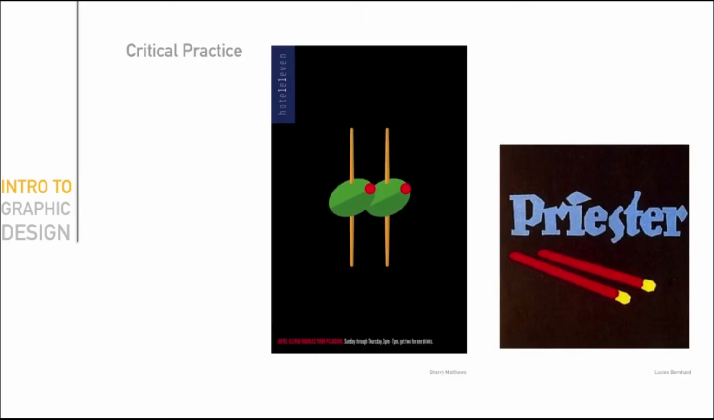So let's go through and do a little bit of critical practice so that we're understanding how things are communicated in certain designs. Here we have another in the series of advertisements for Hotel 11. Instead of the pens, we have the cocktail hour martini olives, again creating an 11. But if you look at this and you look at this one, they're drawing from pictorial modernism. And this is a Lucien Bernhard advertisement for Priester matches from the early 20th century. And this is all hand done. It's hand lettering and hand illustration.